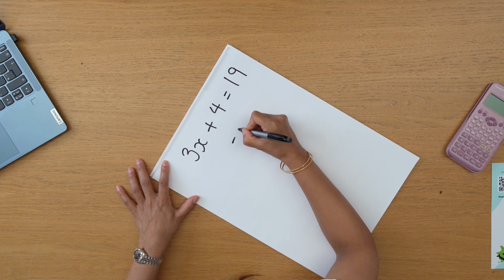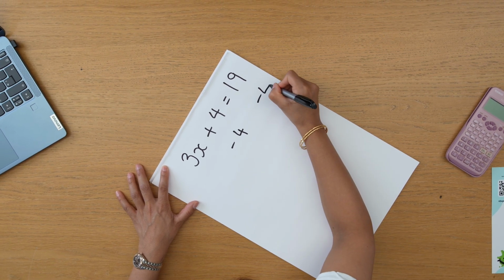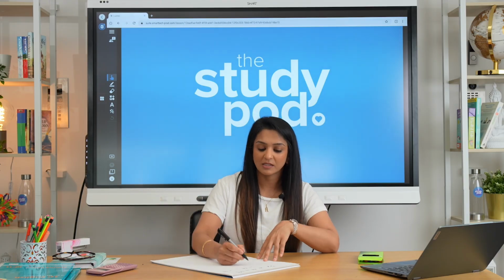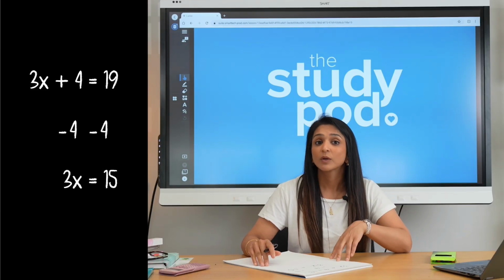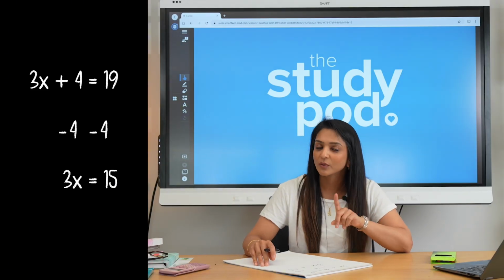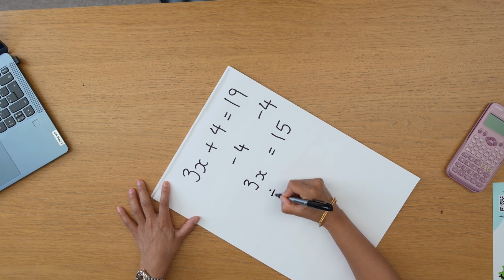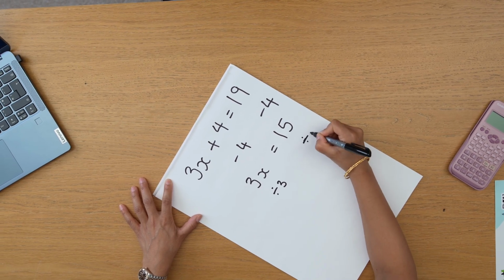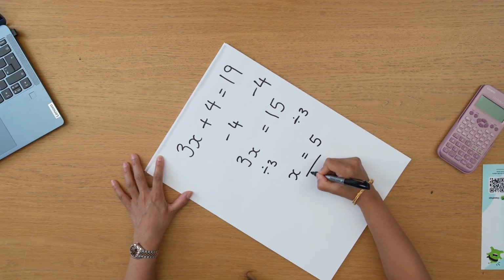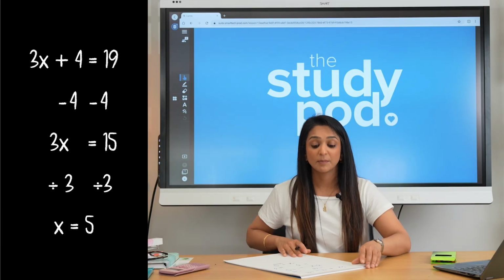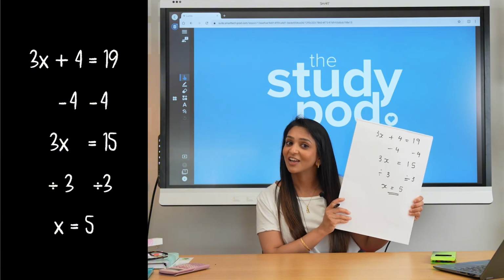So the first thing we're going to do is take away 4 from both sides. So we do the inverse. What are we left with? We've got 3x = 15. We don't want to know what 3x's are, we only want to know what 1 is. So let's divide both sides of our equation by 3. What does that leave us with? x = 5. So the missing number in our equation was 5.